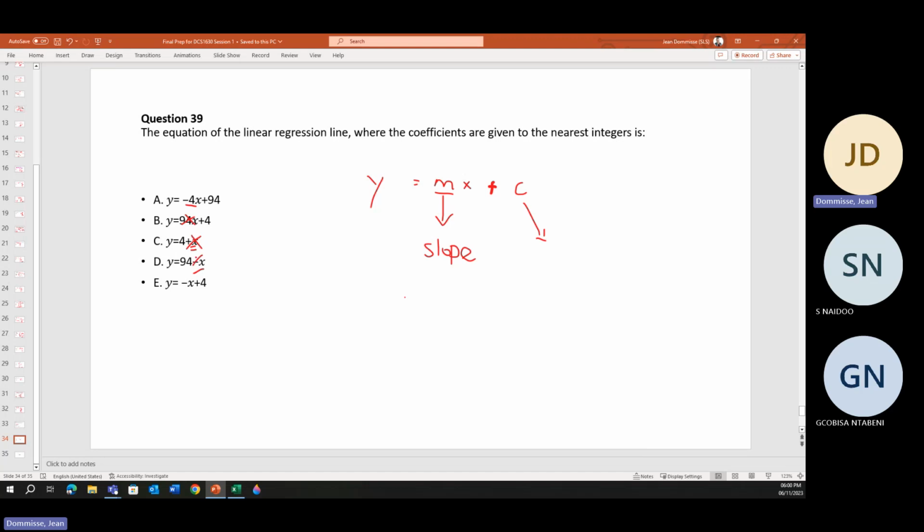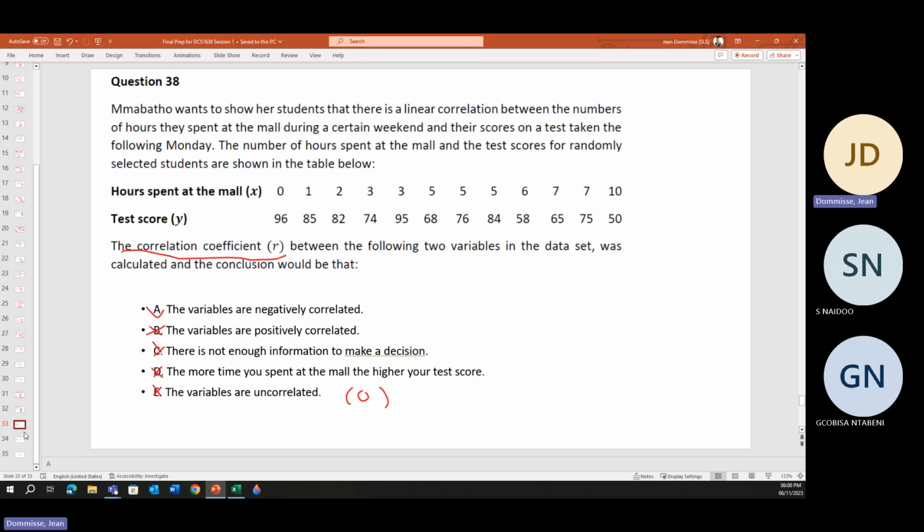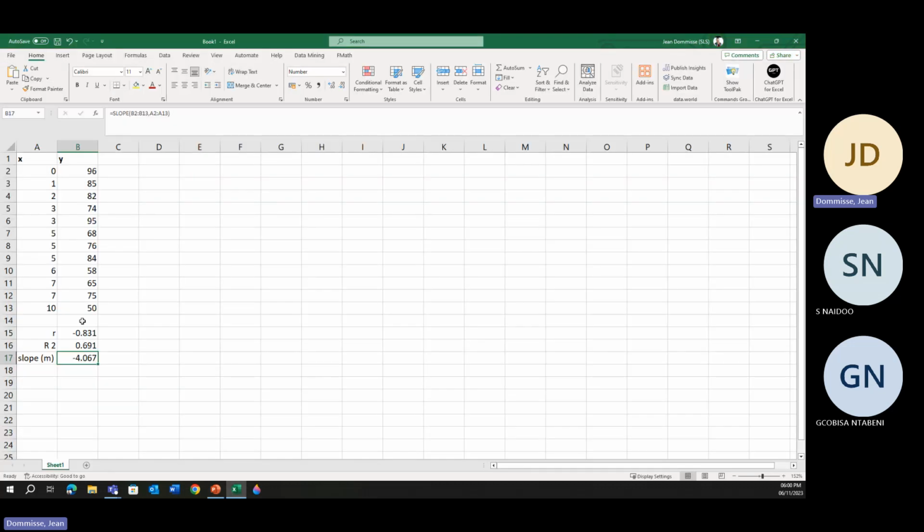Minus 1, again, not that one. Minus x, not that one. Okay, so we have that your y is equal to -4x plus 94 will be your answer. So just by working out the slope and by having that information in your Excel, we could have already worked it out. Then we can also work out your y-intercept.